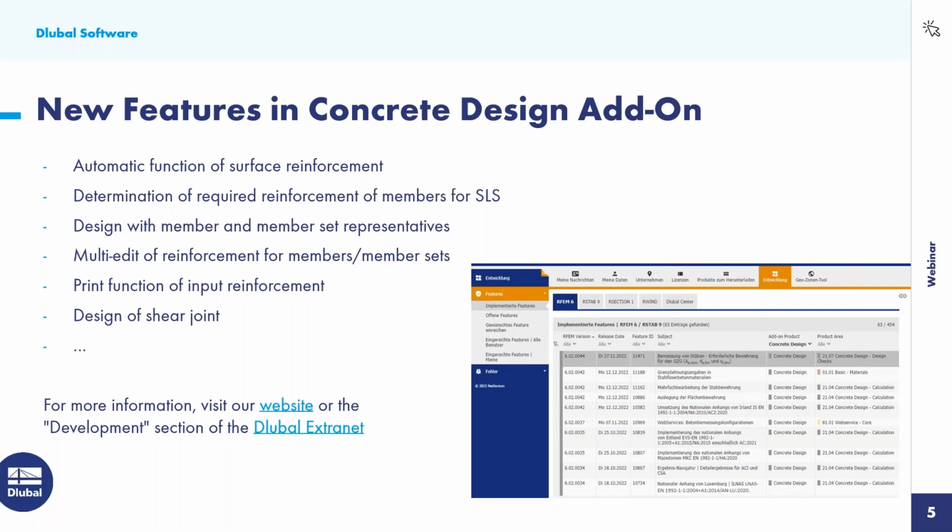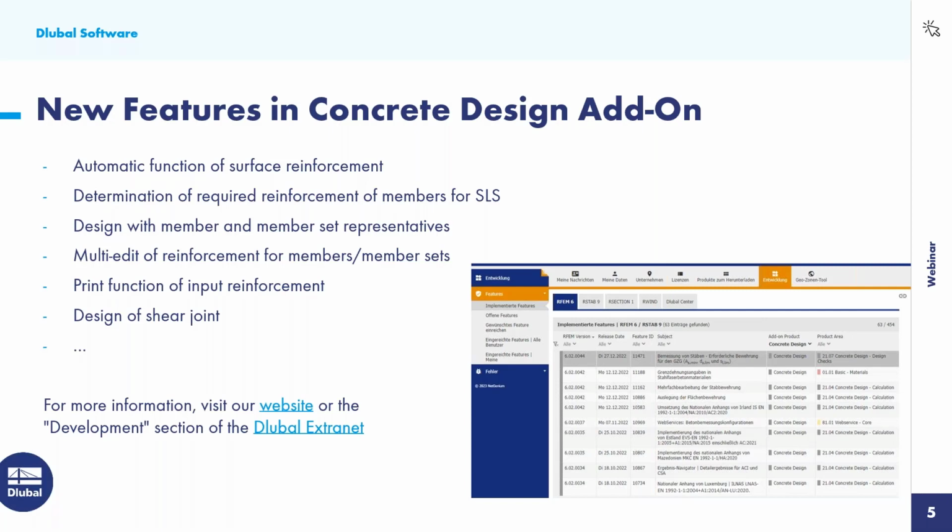In general, if you would like to know whether we have new features implemented in our software, you can switch over to our website by using this link here in this presentation. Or you can also sign into a Dlubal extranet, and if you switch there to the development, then you can filter the product add-on concrete design, and then you see all implemented new features and a list of them.